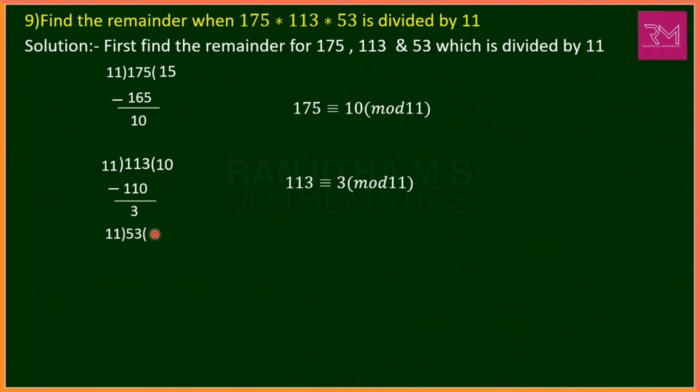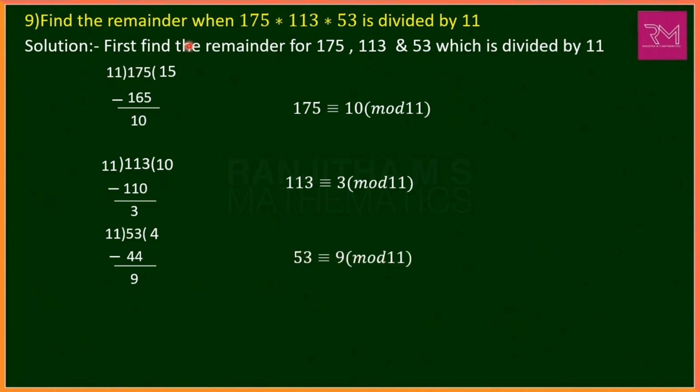Here 11 into 5 is 55, which is greater than 53. So 11 into 4 we have to take. 11 into 4 is 44. 53 minus 44 remaining is 9. Therefore this is the remainder. Therefore we can conclude that 53 is congruent to 9 modulo 11.